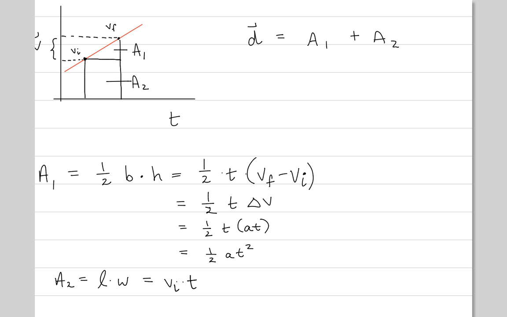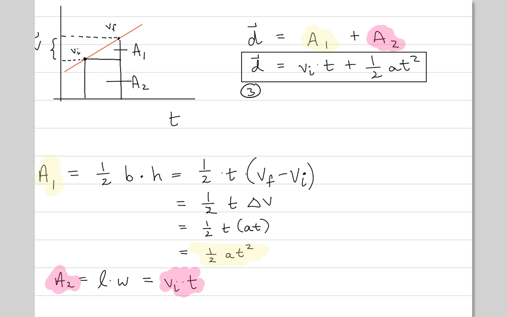Okay, now what we can do is substitute for area 1 here and substitute for area 2, which is this, over here. We're going to substitute those in. And we have our third kinematics equation. Okay, I'm just going to put the area 2 substitution in first because that's what it looks like on your formula sheet. So it goes Vi T plus 1/2 A T squared. And this is your third kinematics equation. We have two more to go. So that's your third kinematics equation.